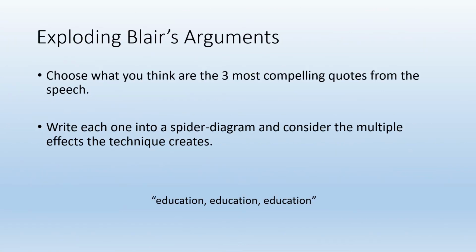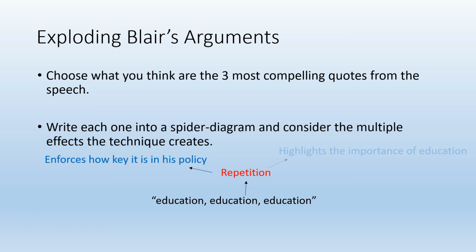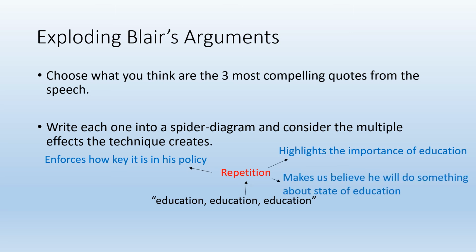Right, now you've done that, you've spotted the DAFORREST techniques in Mr. Blair's speech. I want you to pick what you think are the 3 most powerful or compelling quotes from the speech, and write each one into a spider diagram and consider the multiple effects the technique creates. So I've done it for education. One of the ones I picked out. It's repetition, and that enforces how it is key in his policy. It highlights the importance of education, and it makes us believe he will do something about the state of education.